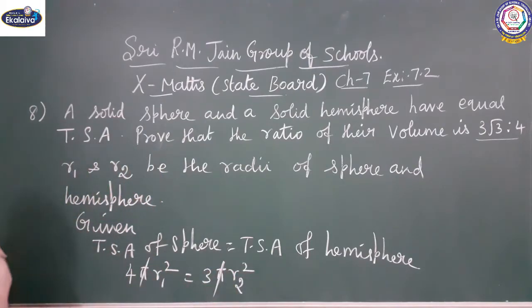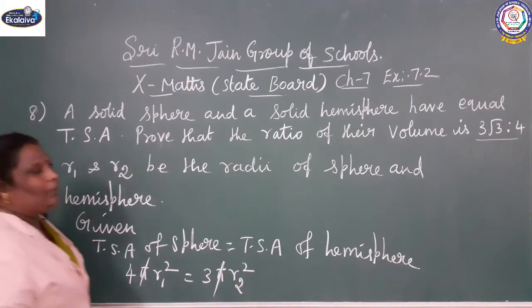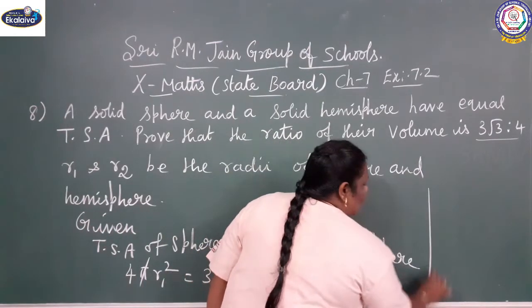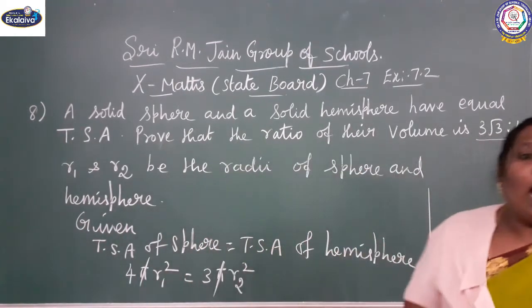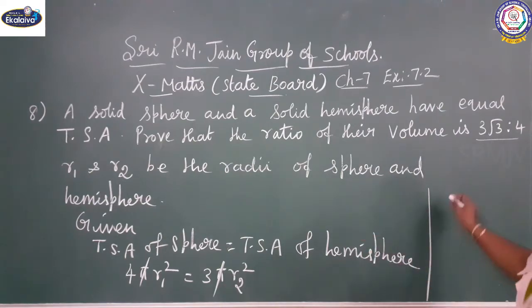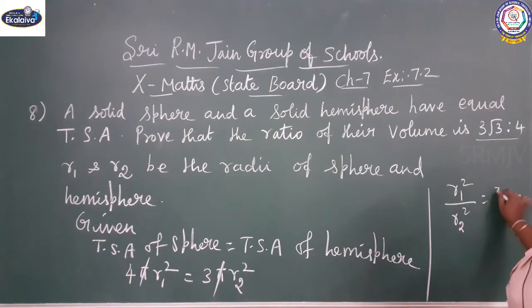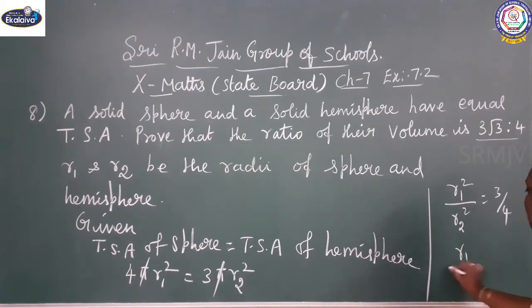Pi gets cancelled. R1 square by R2 square equal to 3 by 4. Taking square root, R1 by R2 equal to root 3 by 2.